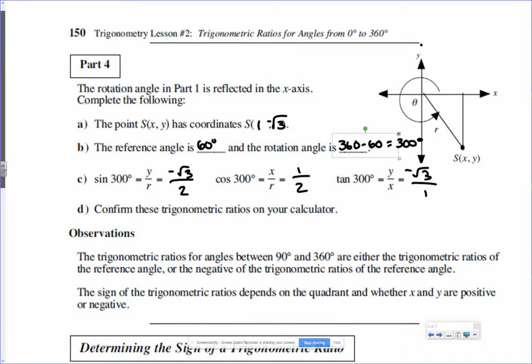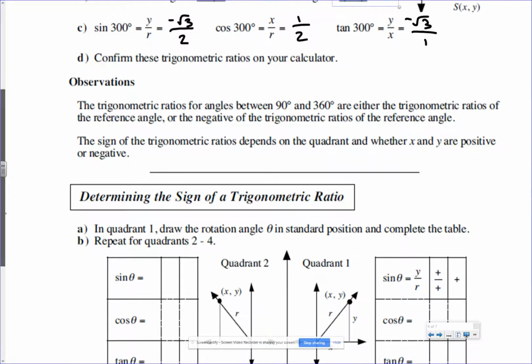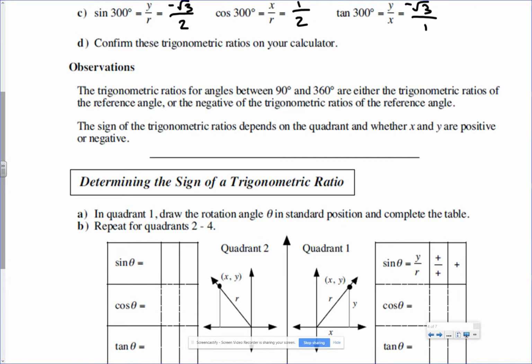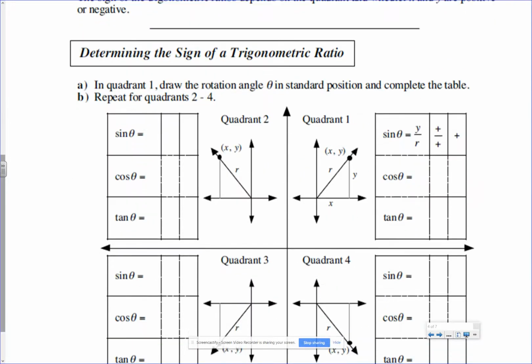So then it says, looking at your observations here, what do you notice? And you'll notice that the trig ratios are exactly the same. The only thing that changes is whether the answer is positive or negative. So then determining the value here, it's going to depend on if your x or your y is positive. So it wants us to fill out the fraction and then say whether it's positive or negative.